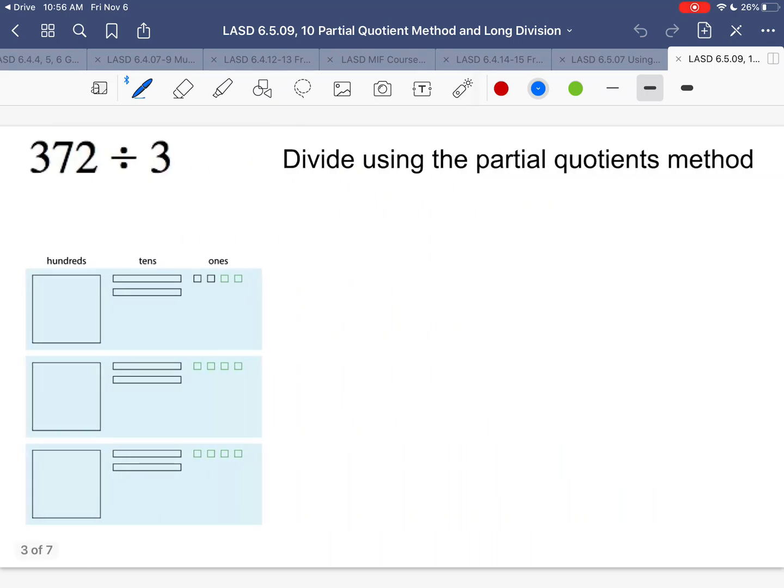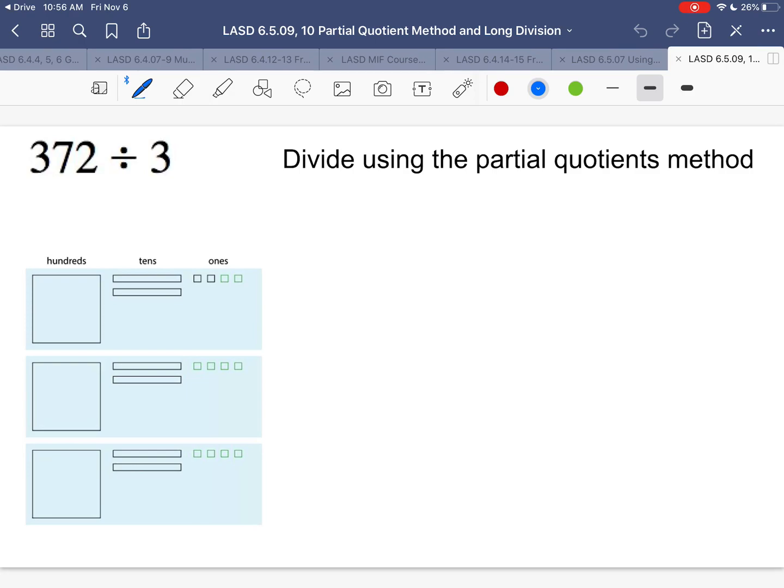So let's start with the partial quotient method here, and we are dividing 372 by 3. And you can see we have some models here with hundreds, tens and ones. And we have three groups of 124. So I'm expecting an answer of 124 here. So let's set it up using partial quotients.